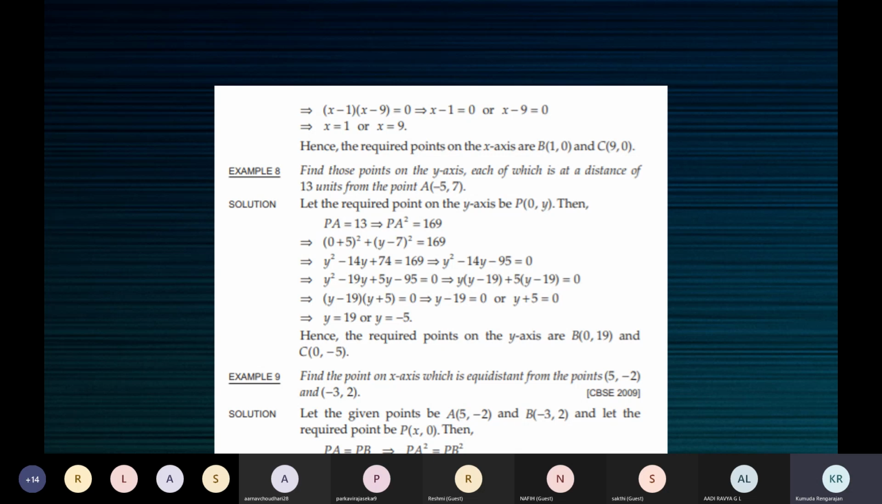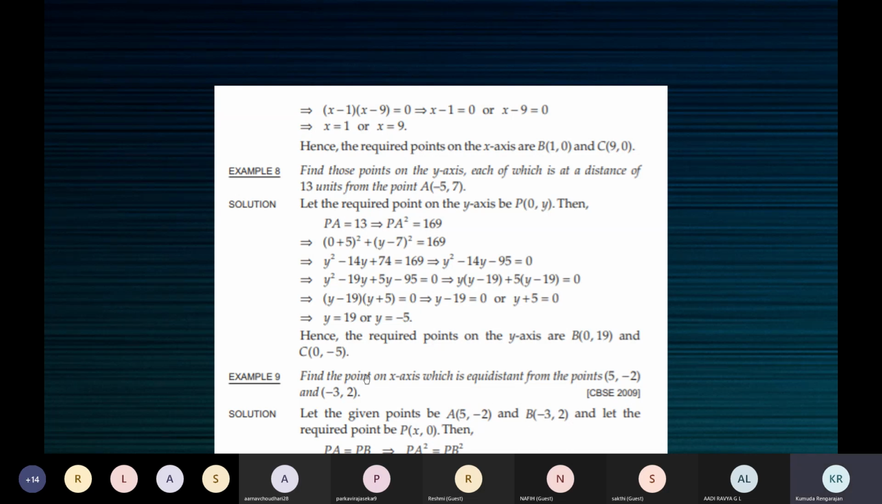Find the point on the x-axis. So (x, 0). Supposing we call it P, (x, 0). Now this point P is equidistant from, we'll call this A and B. They've given it here. Let's call this A and let's call this B. So that means P is equidistant from A and B. That means PA is equal to PB.